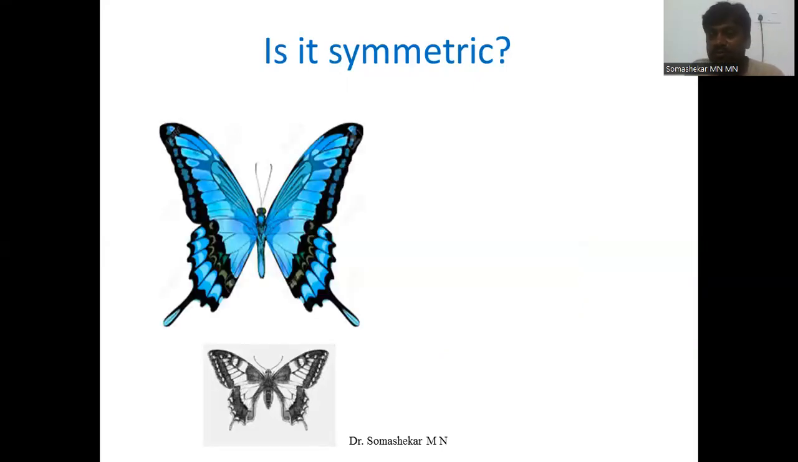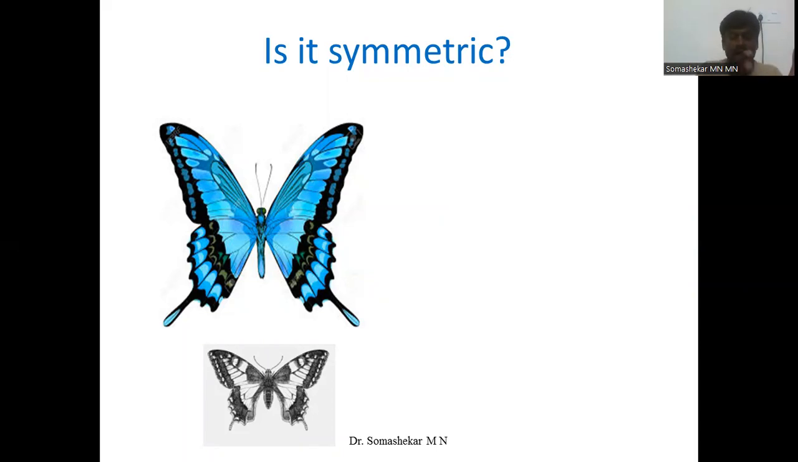Now, have a look at a butterfly. Do you find any symmetric nature? Yes, definitely you will find a symmetric nature in this butterfly. Again, how do you find out whether it is symmetric or not? You just cut it into pieces. How many pieces depends on you. First you cut into two pieces and try to find out if there is any symmetry, and again you cut like this, so you now get four pieces.